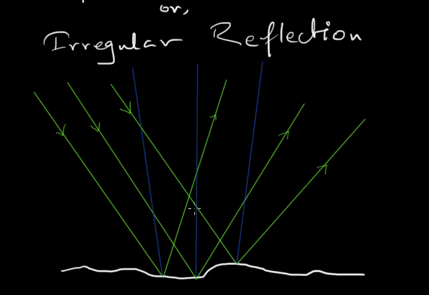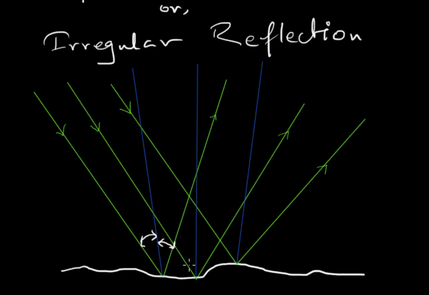Every single incident ray follows the laws of reflection independently and they reflect. But since the point of incidence and the inclination at the points of incidence are different for different rays, they reflect at different angles following the laws of reflection. For the first ray, in this case the incident angle is this much, and that's why the reflected angle is also the same and they reflect in such a manner.